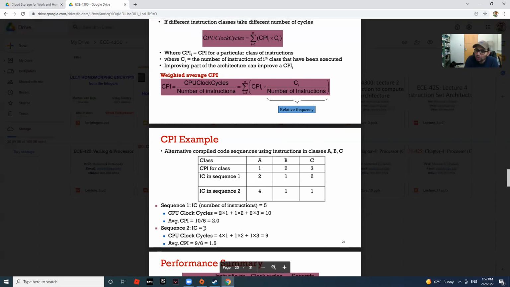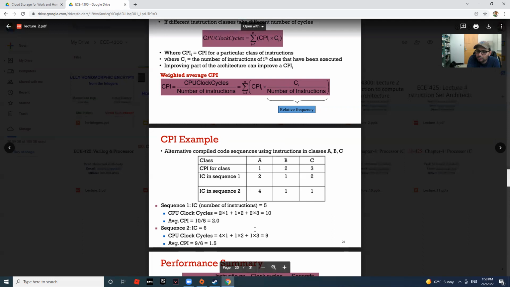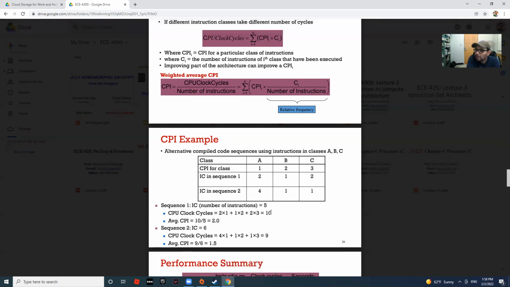Now we're going to take it one by one. So it's 2 times 1, plus 1 times 2, plus 2 times 3, a summation, because we made the summation at the top here. So the total will be 10. What is my average? 10 over 5, 2.0. So now I calculated the official CPI of the system for sequence 1, averaging here.